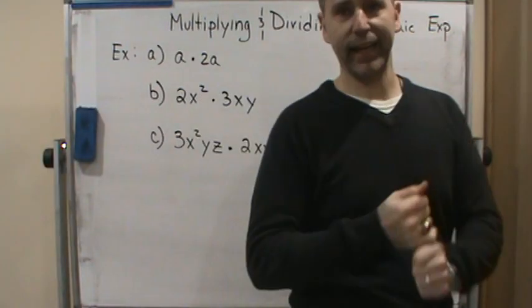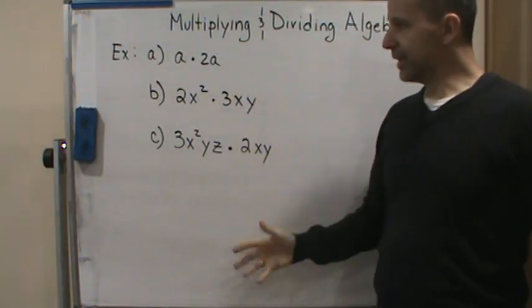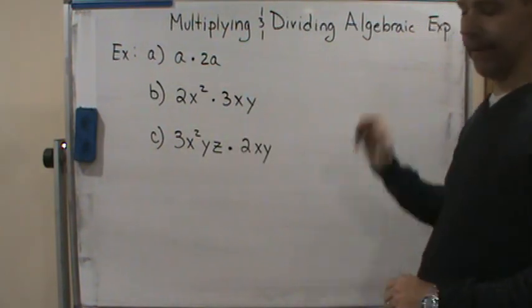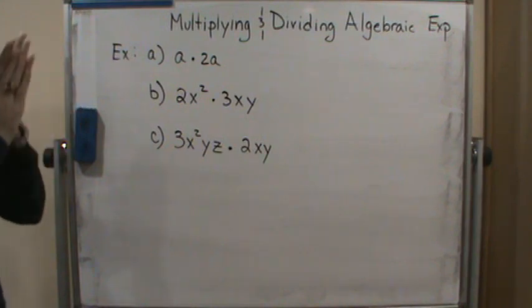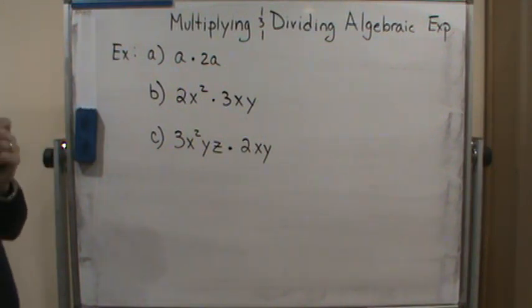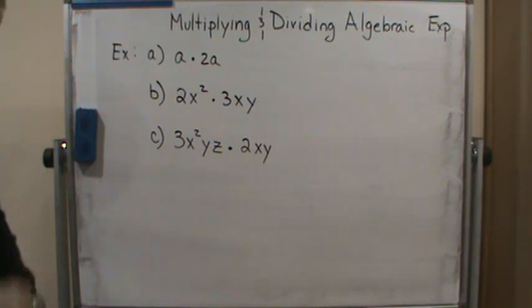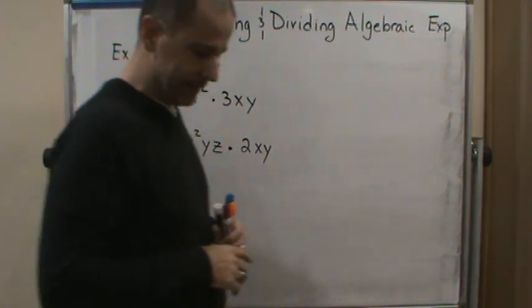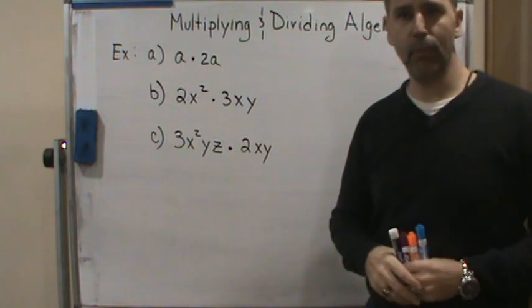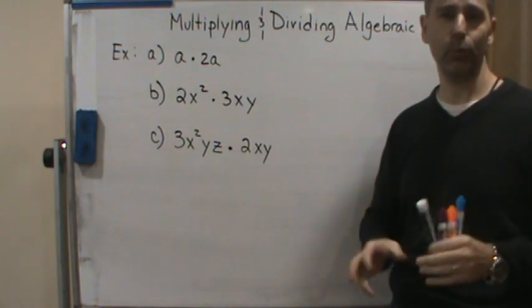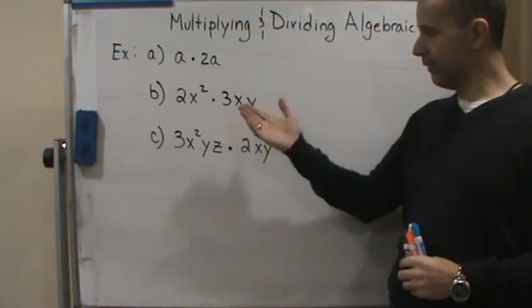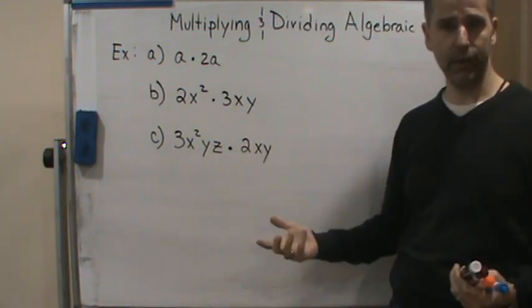Okay, so welcome back, and now let's do some examples of multiplying and dividing algebraic expressions. So this is the beginning of showing multiplication and division of algebraic expressions. I'm going to show you that you just have to remember that multiplying algebraic expressions is just like multiplying numbers. We just don't know what those numbers are. The variables that we're multiplying represent real numbers.